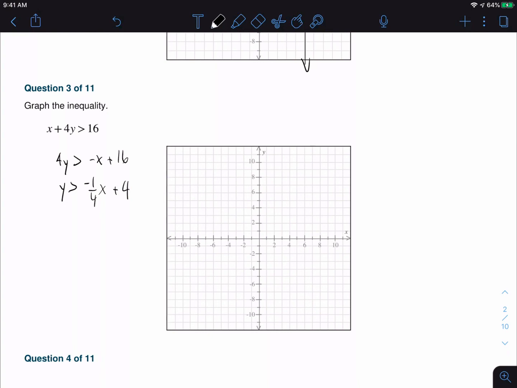So then from here, I know that my y-intercept is that 4, and then I've got to go down 1 and over 4. So I'm going to have that point there. And since this is an inequality without an equal sign, I'm going to end up with a dotted line, right?